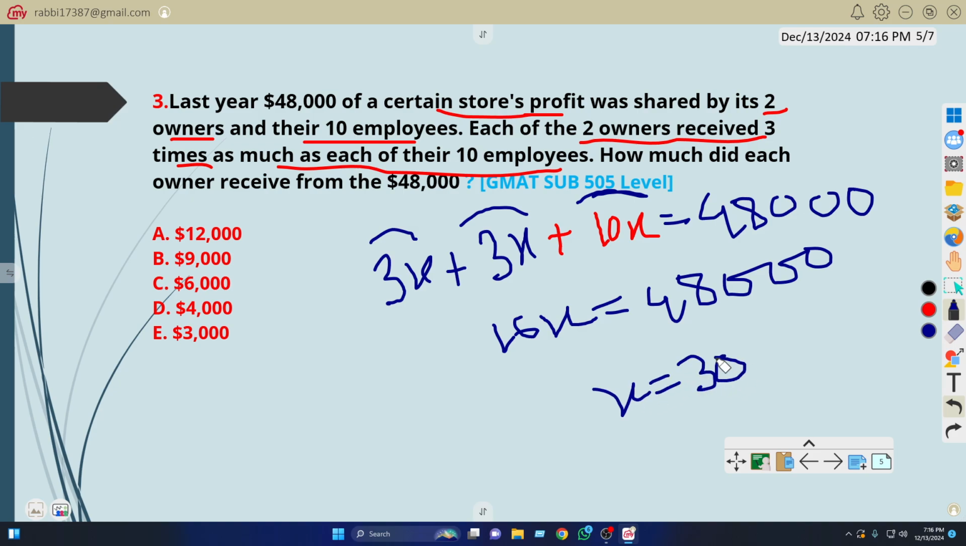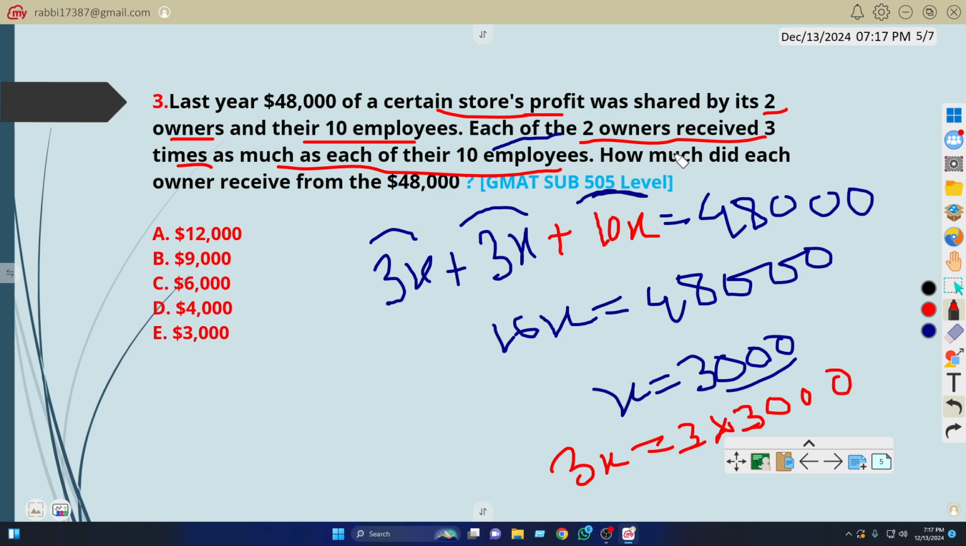So we can easily say that each of the employees receives 3,000, but the owner receives 3 times as much as each employee. অর্থাৎ একজন এমপ্লয়ি যা রিসিভ করবে তার 3 গুণ রিসিভ করবে একজন অনার্স. So the owner receives 3x, so 3 multiplied by 3,000, which is 9,000. So where is the answer?